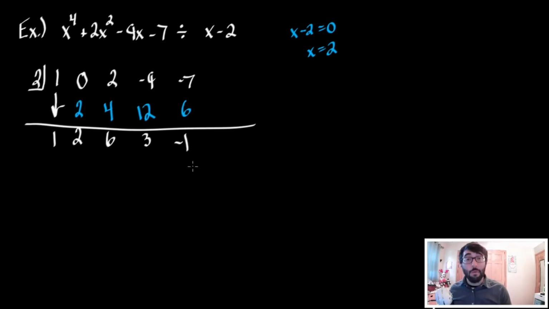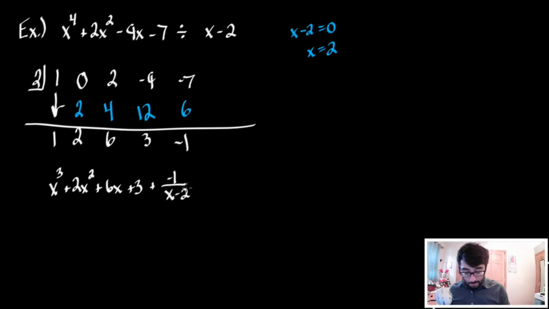And now we can write our final answer. Remember, we started with an x to the 4th. We started with a quartic, but we divided, so we're breaking it down to a cubic. So this used to be x to the 4th. It's now x to the 3rd. So this is going to be 1x cubed plus 2x squared plus 6x plus 3. And now we have a remainder, so we can write that as plus negative 1 over what we divided by.